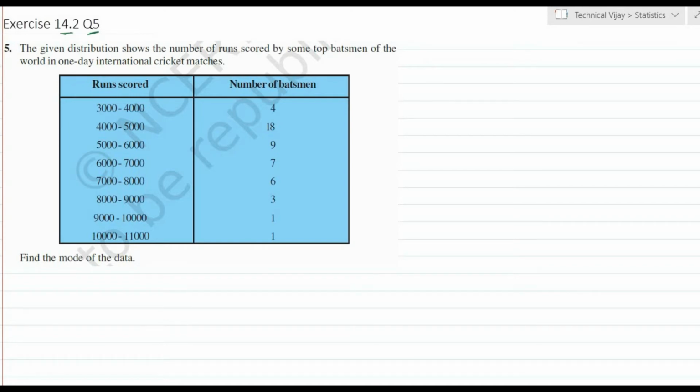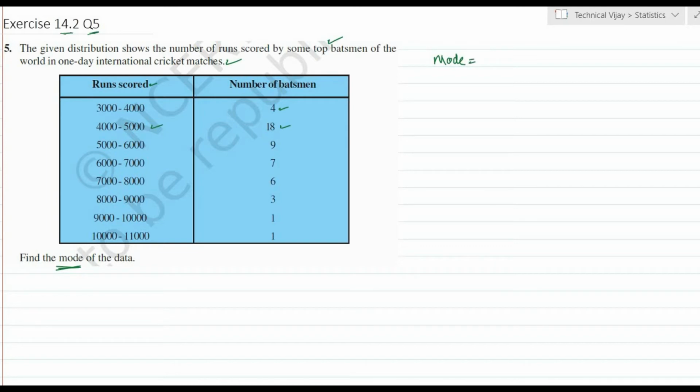The given distribution shows the number of runs scored by some top batsmen of the world in one-day international cricket matches. Number of runs scored 3000 to 4000: how many batsmen have scored this type of scores? That is 4. 4000 to 5000, here 18. In that way the distribution has been given. Here find the mode of the data. We have to calculate the mode.